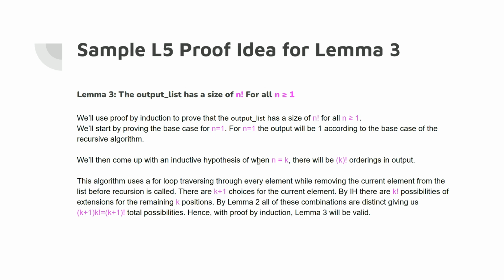Again, to receive L5 on the proof idea, you have to provide all key ideas along with a brief description. Making a small mistake in the proof idea will lead to an L4. However, anything beyond a small mistake, such as missing key ideas, might result in L3 or even L2.